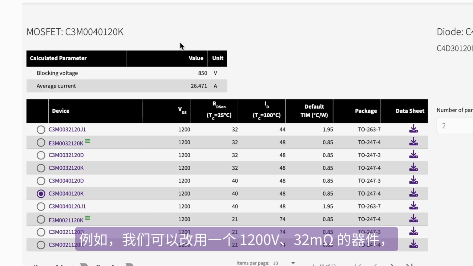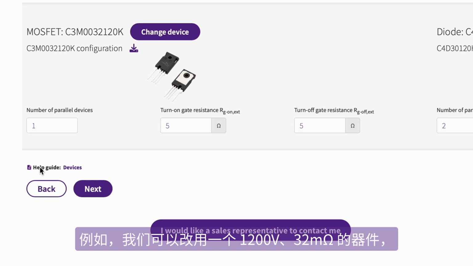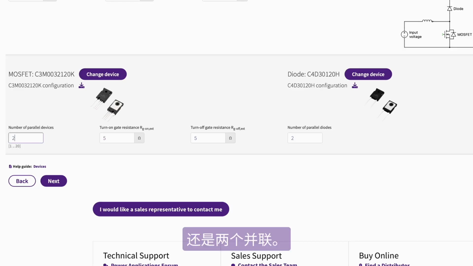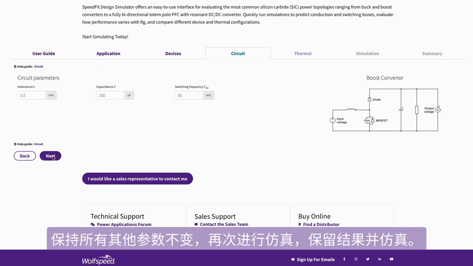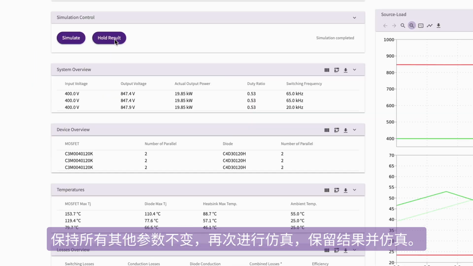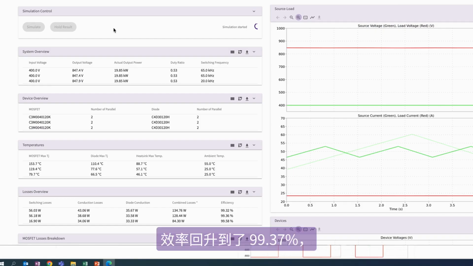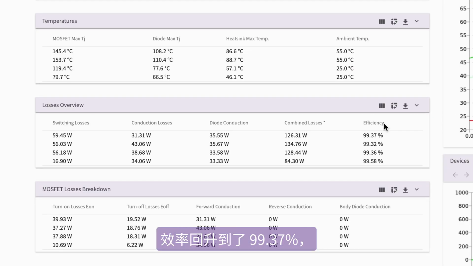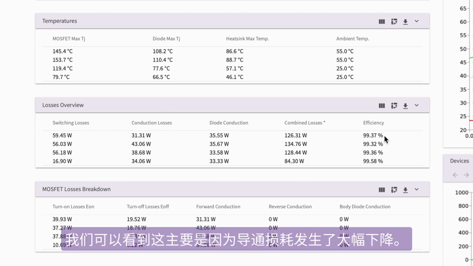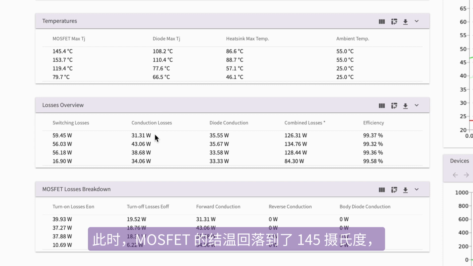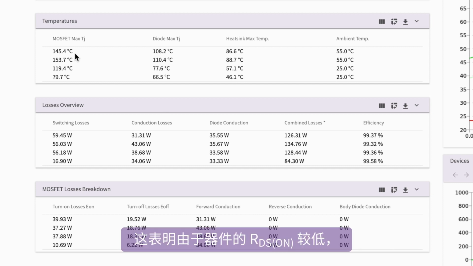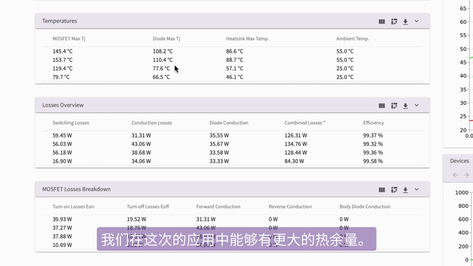We can use a 1200-volt 32 milliohm device instead, for example, also two in parallel. All the other parameters same. We do the simulation again, hold the result, and simulate. Efficiency went back up to 99.37%, and we can see that's mainly because the conduction loss dropped significantly. In this case, the junction temperature of the MOSFET dropped back to 145 degrees C, showing that with the lower RDS(on) device, now we have more thermal margin for this application.